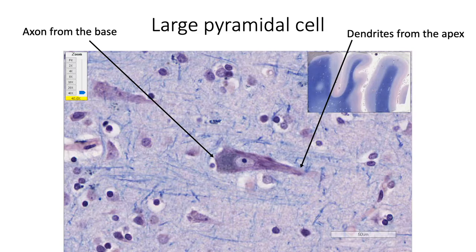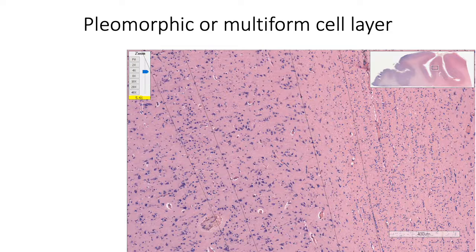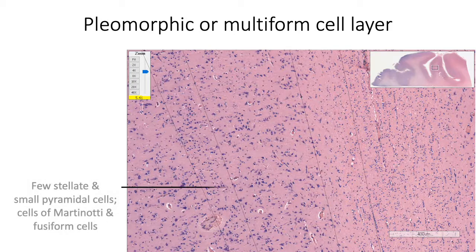Axons of the large pyramidal cells of the layer 5 gives rise to projection fibers, which include corticospinal, corticobulbar, corticopontine, as well as corticostriate fibers. And axons of the small pyramidal cells of layer 6 are the major source for corticothalamic fibers. The sixth layer, or the pleomorphic layer, also known as multiform cell layer because it consists of multiple types of cells, which include few stellate cells, small pyramidal cells, cells of Martinotti, and fusiform cells.